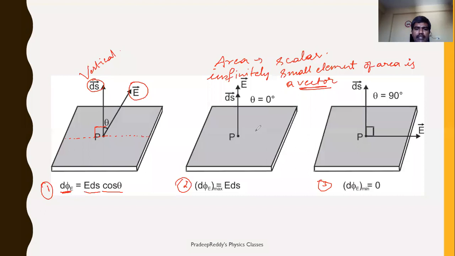Now, second example. If you see here, E bar is upward, ds bar is also upward. Now both are in the same direction. So therefore, what is the angle between area vector and surface area? It is 90. So area vector is vertical, E bar is also vertical. Angle between E bar and S bar, theta, is equal to 0 degrees.